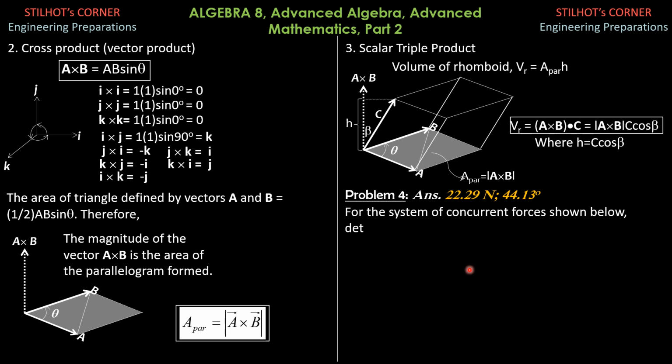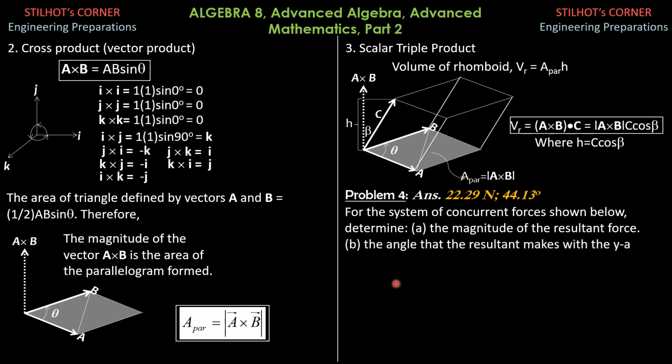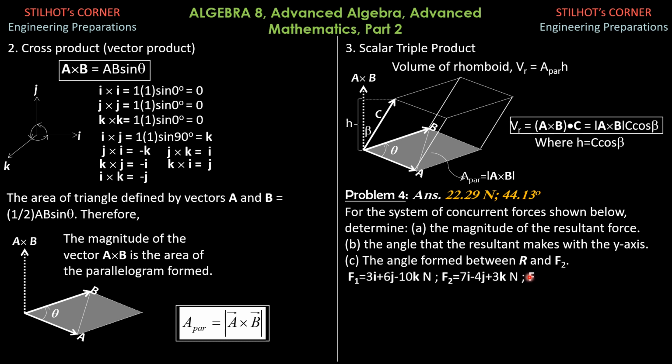So for the system of concurrent forces shown below, determine, letter A, the magnitude of the resultant force, B, the angle that the resultant makes with the y-axis, and C, the angle formed between R and F2, the resultant and F2. So these are the vectors, forces F1, F2, and F3.